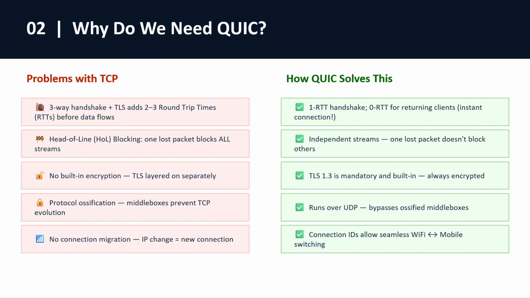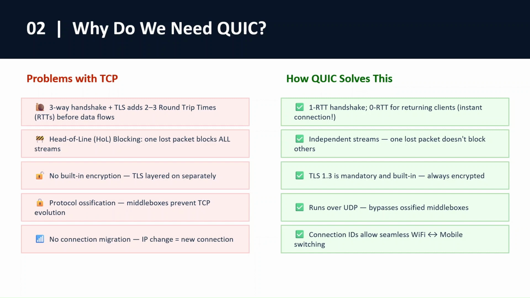The second problem is head of line blocking. In TCP, if one packet is lost, all the data behind it is held waiting for that packet to be retransmitted. This is crippling for HTTP version 2 multiplexing, which is supposed to solve this at the application layer but couldn't fix it at the TCP layer. Third, TCP has no built-in encryption. TLS is layered separately, as an afterthought.